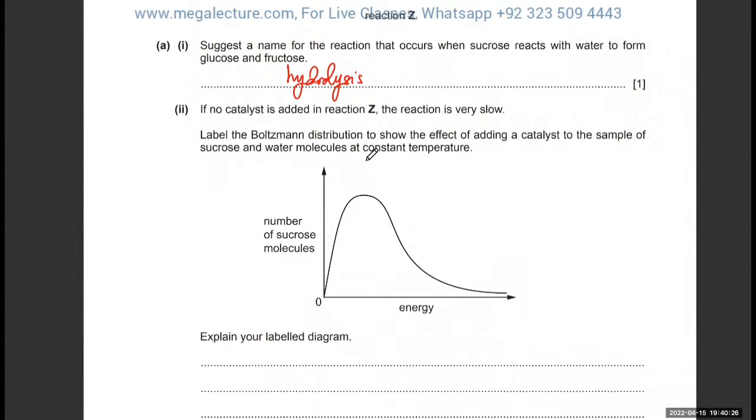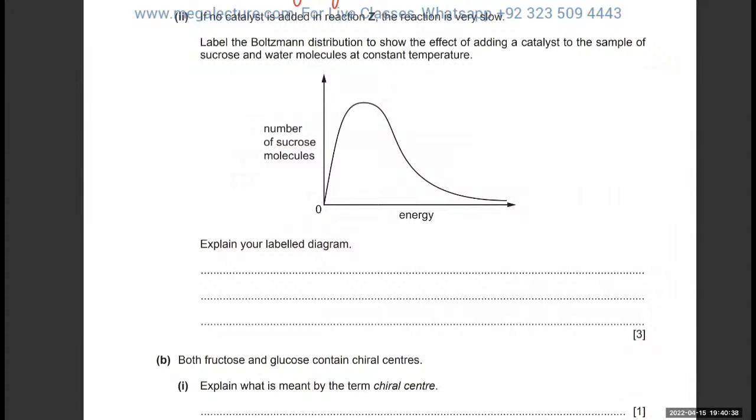Now, if no catalyst is added to reaction Z, the reaction is very slow. Label the Boltzmann distribution to show the effect of adding a catalyst to the sample of sucrose and water molecules at constant temperature. So this is the distribution of molecular energies. This line over here is your activation energy.